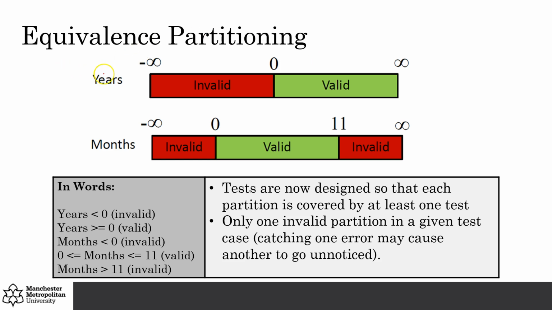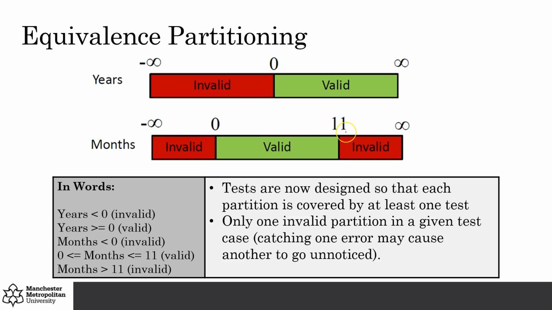And then when we get down to the months, we've got two types of partitions here in terms of valid and invalid, but we've got two invalid partitions here. So if we read this in plain English, we're essentially saying a value from 0 to 11 inclusive is valid, anything that's less than 0 is invalid, and anything which is more than 11 is invalid.